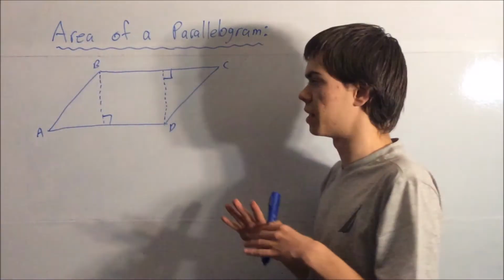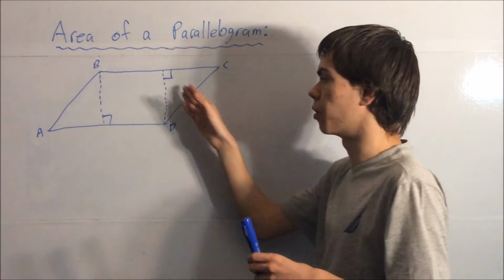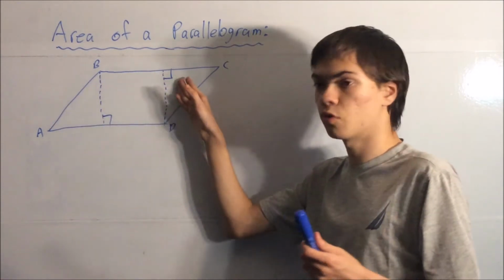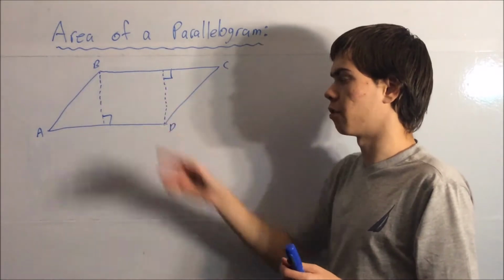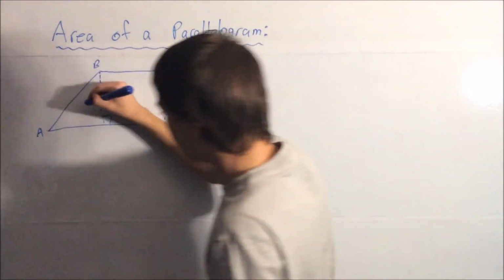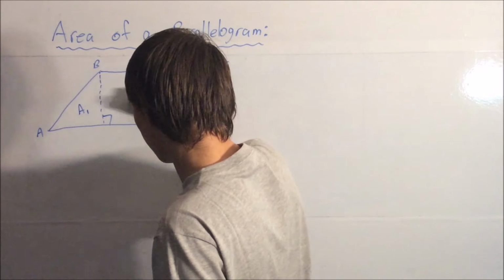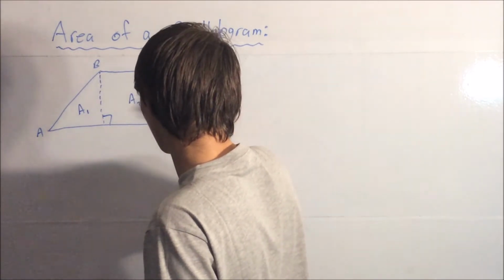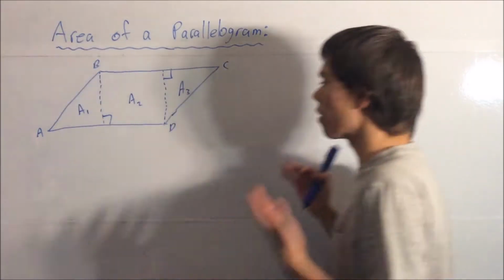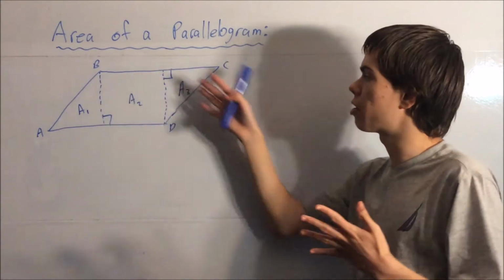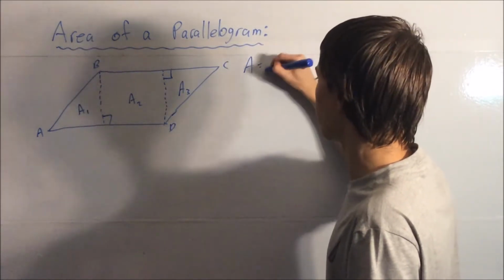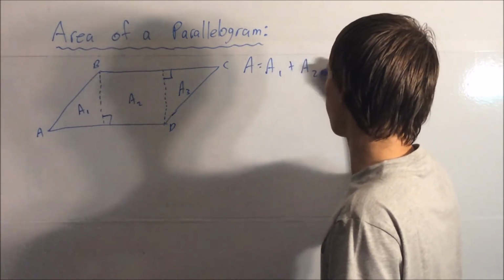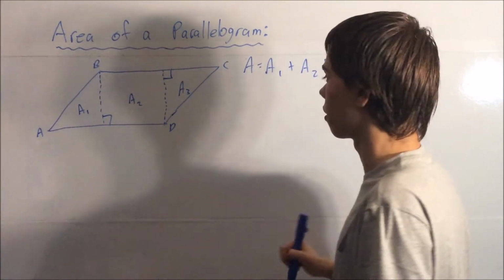So what I've done is I've made two right triangles, and these right triangles are actually congruent to each other, and you can go ahead and verify that yourself. And we've also made a rectangle right here. So I'm going to call each of these areas Area 1, Area 2, and Area 3. Now, if we wanted to find the area of this entire parallelogram, all that we would have to do is add Area 1, Area 2, and Area 3 together.